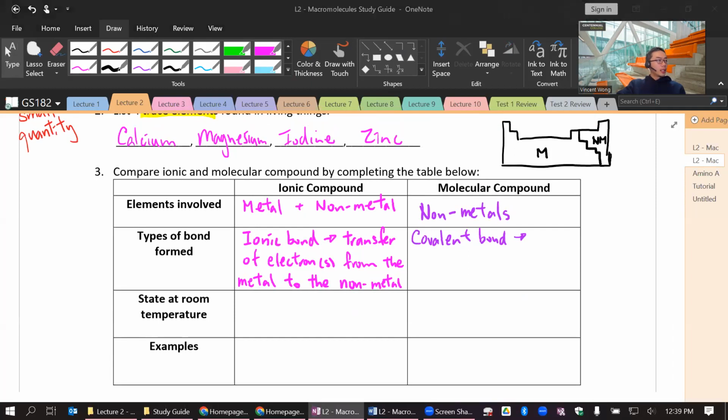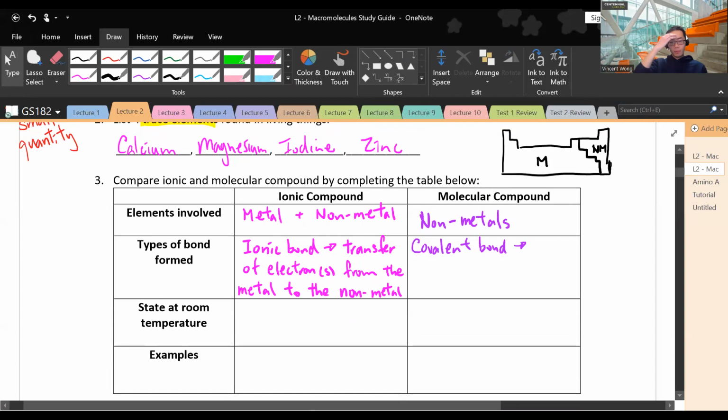Where was I? The type of bonds that are formed in the molecular compound is the covalent bond. In a covalent bond, rather than having a transfer of electrons, we have sharing of electrons. And you might share more than one. It's sharing of electrons between the non-metals.